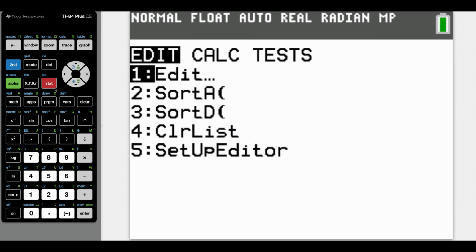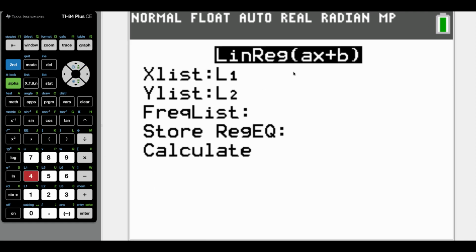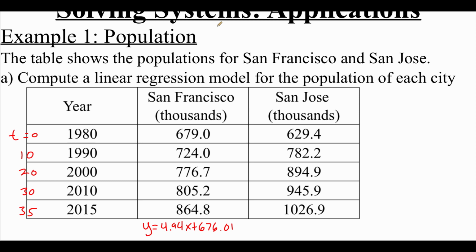Now I'm going to hit Stat, go over to Calc, and we're doing linear regression, so that's going to be option number 4 in there. I'm pulling my data from list 1 and list 2, so I'm going to go down to Calculate. And I'm going to round these off to 2 decimal places. So my A value is going to be 4.94, and my B value is going to be 676.01. So then the equation we end up getting for San Francisco is y equals 4.94x plus 676.01.